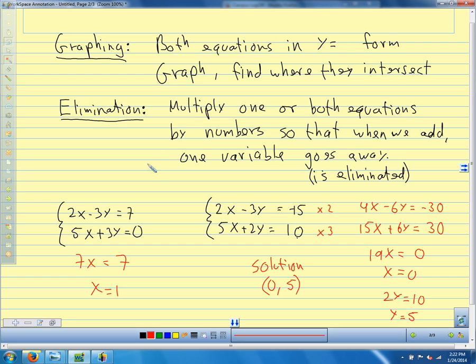So elimination is nice when you can use it. It's sometimes easier than solving one of these for x or y. We can always use substitution. Elimination sometimes can work out nice and clean. So three methods for solving these systems of equations. So questions on our techniques here.